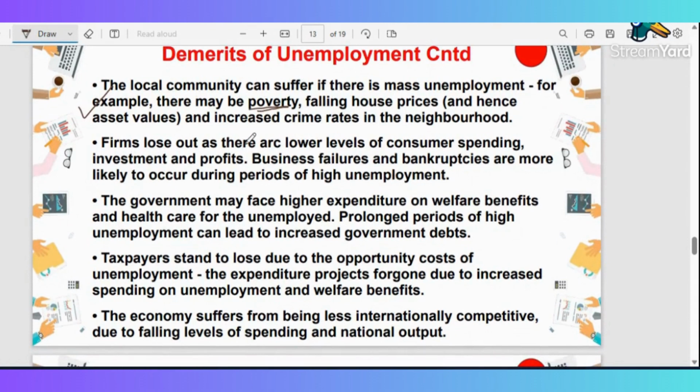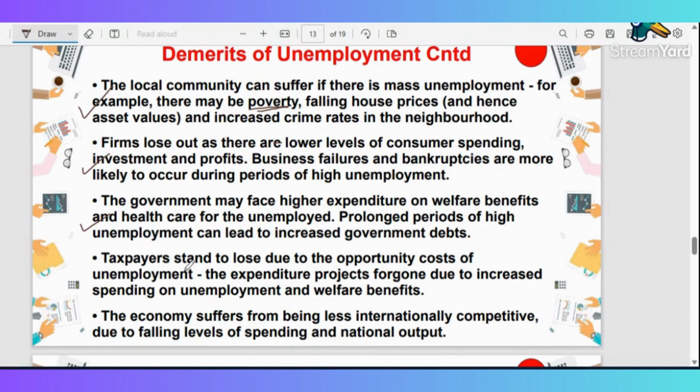Firms lose out as there are lower levels of consumer spending, investment, and profits. Business failures and bankruptcies are more likely to occur during periods of high unemployment. The government may face higher expenditure on welfare benefits and health care for the unemployed. Prolonged periods of high unemployment can also lead to an increase in government debts, right? We all see that. So it can increase the government debts.